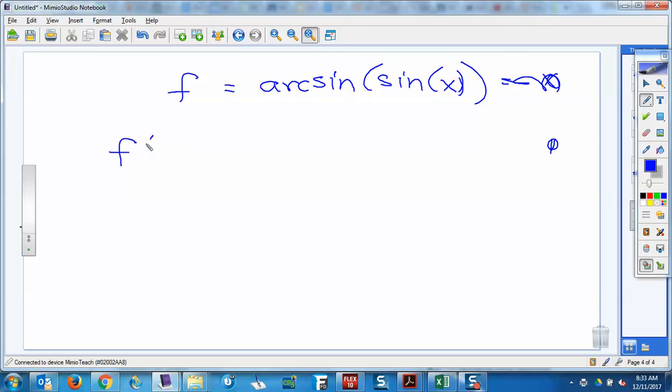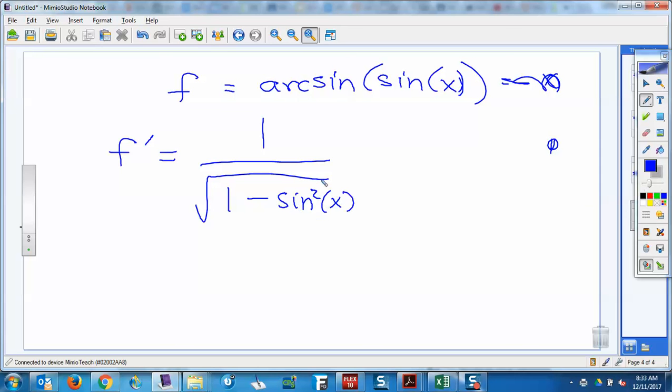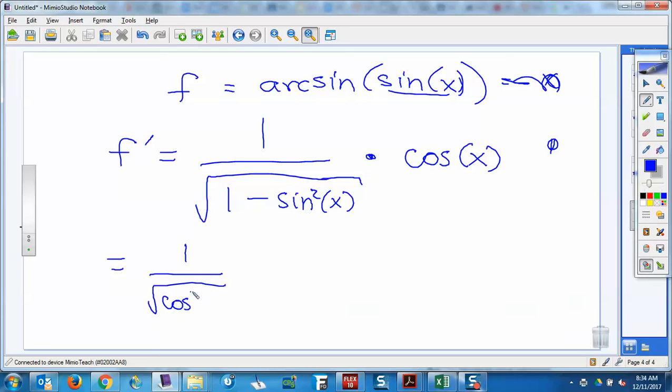So let's just do our derivative rule. We start on the outside. What's the derivative of arc sine? It's 1 over the square root of 1 minus u squared. So u squared is sine squared, times the derivative of the inside. Derivative of sine is cosine. Now, what's 1 minus sine squared? That's just cosine squared. So this is now 1 over the square root of cosine squared times cosine.